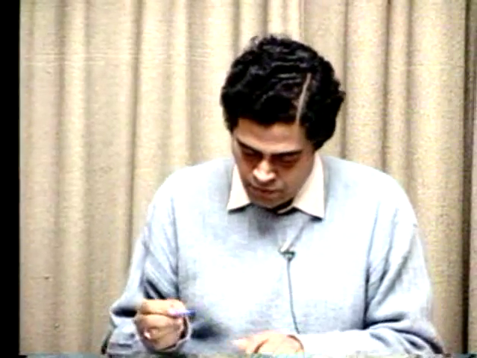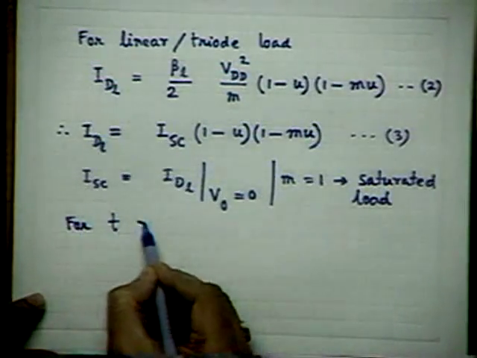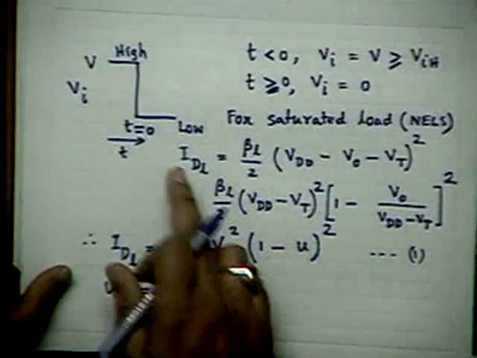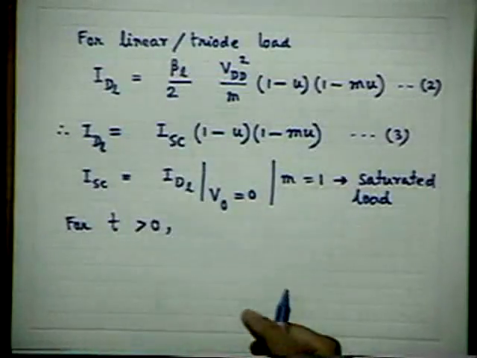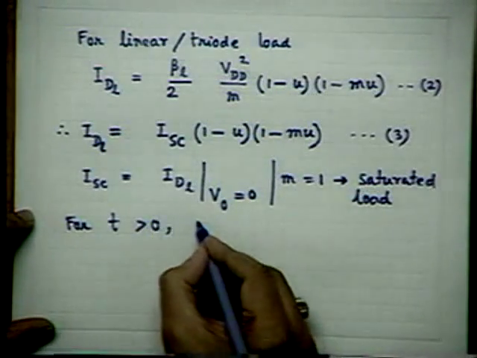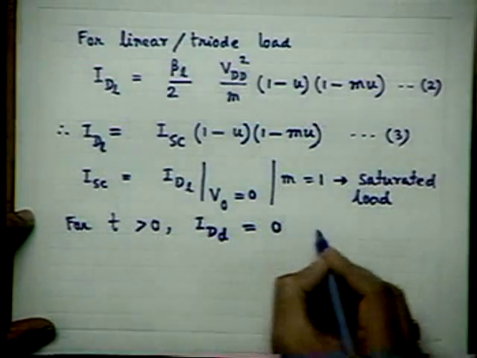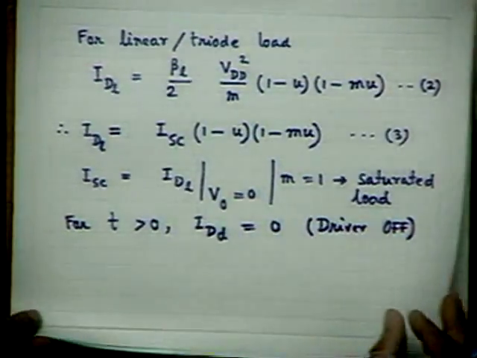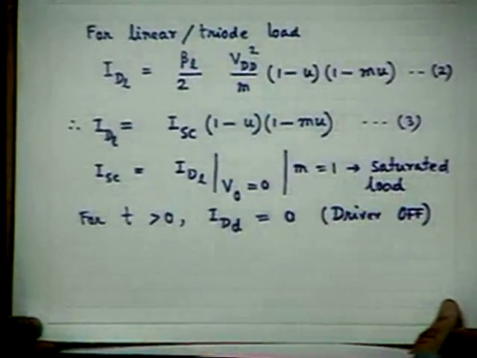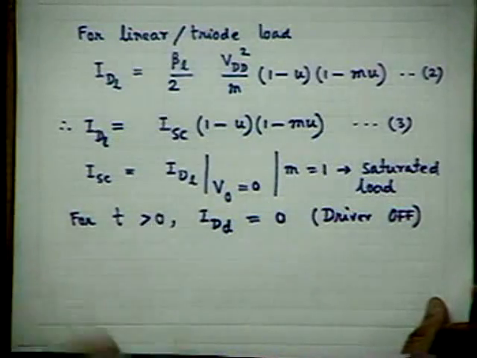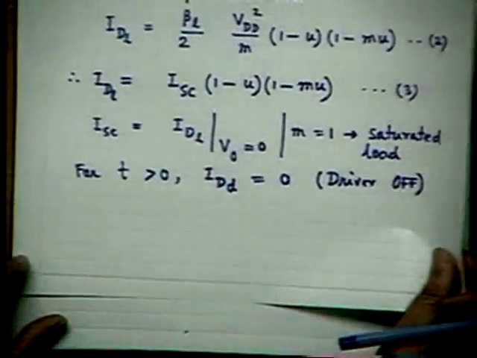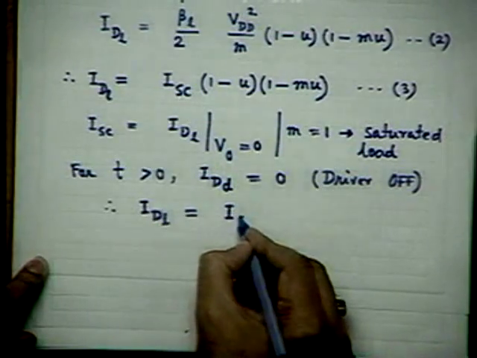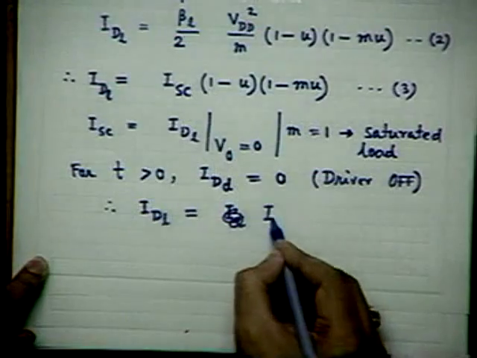Then you see that for t greater than 0, we have seen that the driver transistor is off. Am I correct? For t greater than 0, input is low, so driver transistor is off. High to low. Therefore, in that case, IDD must be equal to 0, and therefore we can say that IDL is simply equal to IL, the load current.